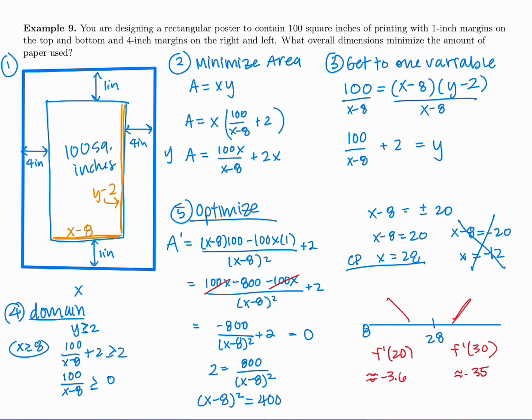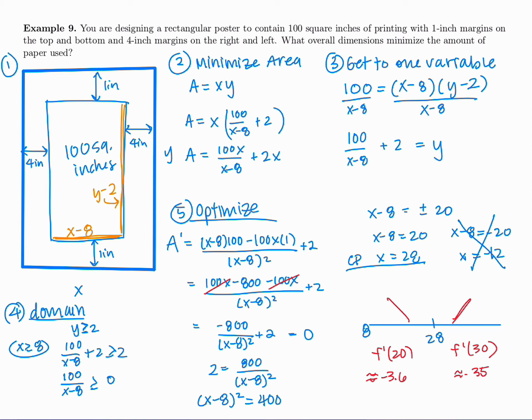So I do see that I have a negative, and I'm guaranteed there's not another negative anywhere on that interval because it increases forever after 28. So I can be guaranteed that is a minimum. I do not actually have an absolute maximum on this interval, 8 to infinity, because it increases without bound.